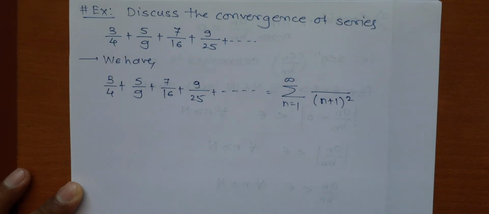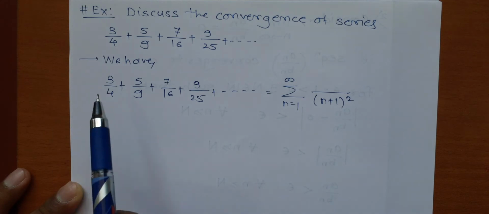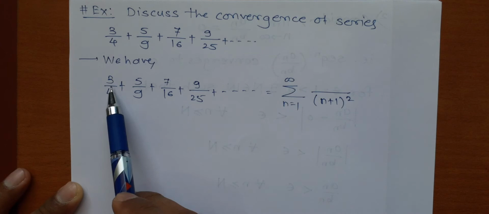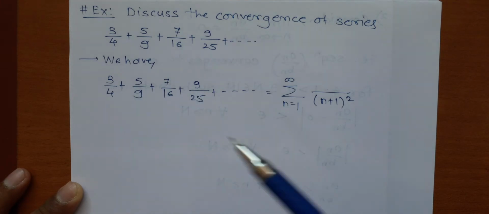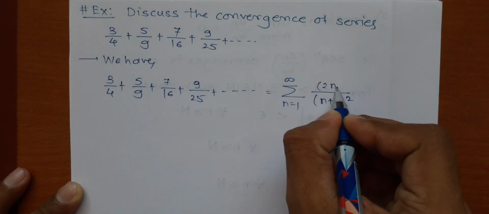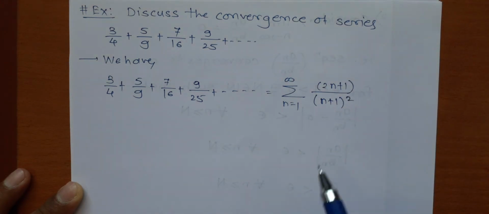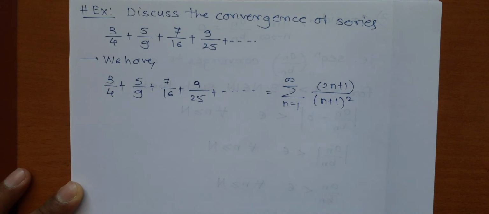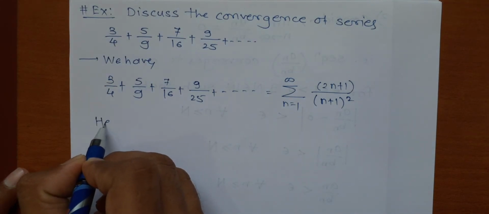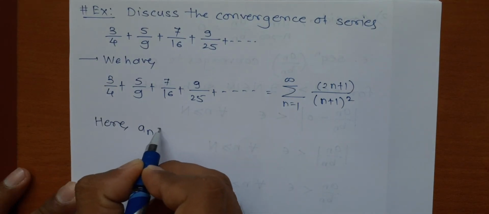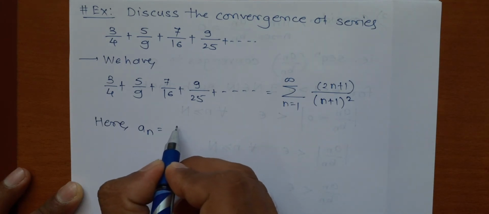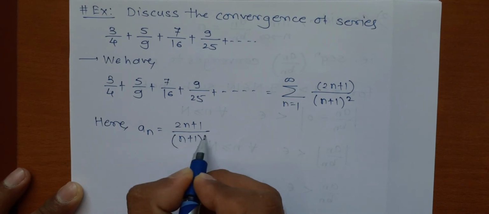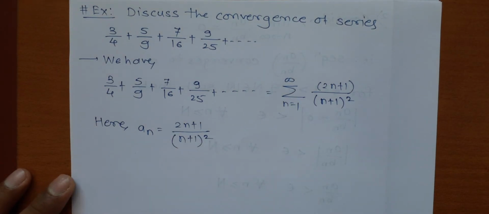What do you think about the numerator? The numerators are all odd numbers, right? The first odd number is 1, next 3, 5, 7, 9. The first is missing, so I will take here 2n plus 1. That means we can express this series in this way also. What is a_n here? Whatever is inside the summation, that is our a_n: (2n plus 1) upon (n plus 1) whole square, right? So this is our series.